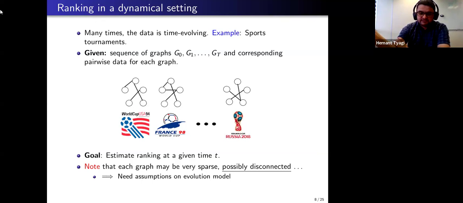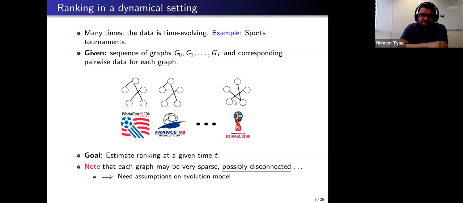For example, in sports tournaments, the FIFA World Cup comes every 4 years. So if you look at all the FIFA World Cups in the past, you have a time series of soccer competitions. So what happens here is that you have a sequence of graphs, G0, G1, G2, up till GT. For each, you have these discrete time points, 0, 1, 2, 3, 4, up till T. At each time point, you're given a graph. So when the FIFA World Cup happened, for example, in 2018, there was a graph there. And then you have the pairwise information corresponding to that graph at that time point.